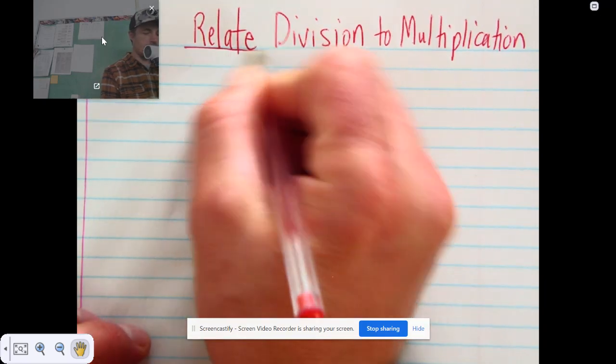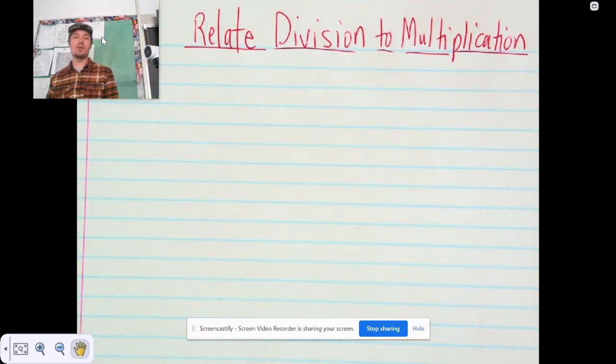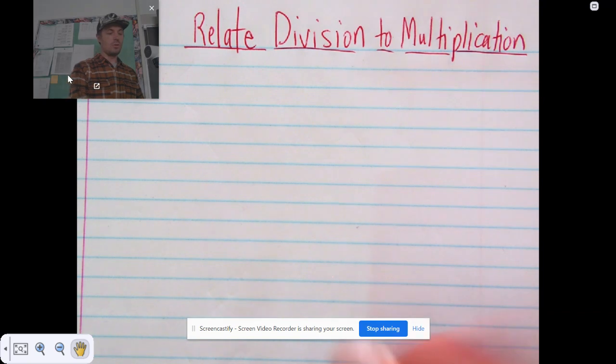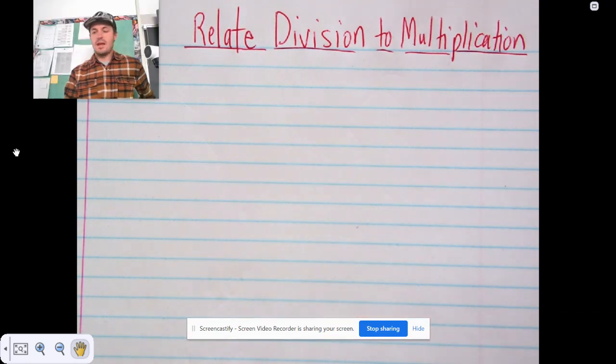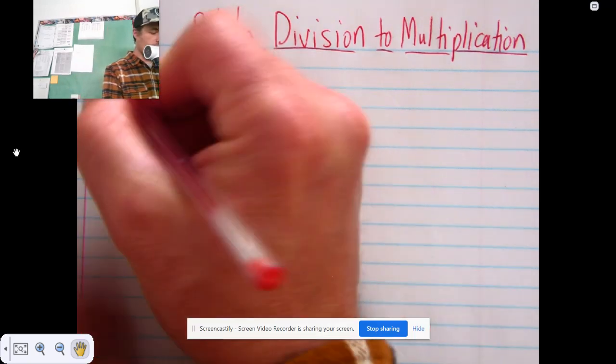Relate division to multiplication. Today we're starting our chapter in division. We just finished a chapter in multiplication. So now we're going to relate them together. And the main focus of today's lesson is on fact families. Let's start with some notes.